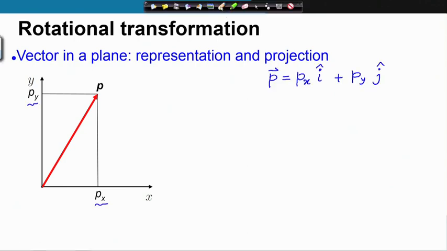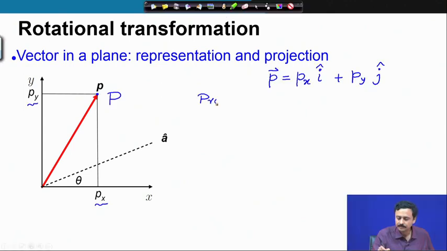Now, this p is a position vector, suppose it is a position vector of a point capital P. So, the vector p is a position vector of a point capital P. Let us consider a direction. Here I have represented it as a cap, which is at an angle theta. I would like to find the projection of the vector p along a cap, along the unit vector a cap.